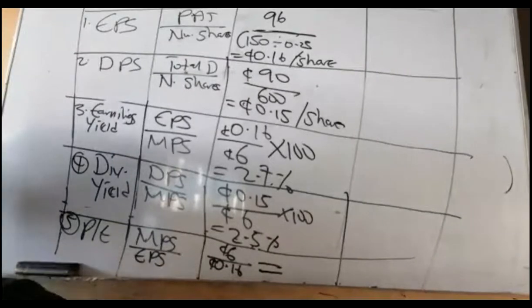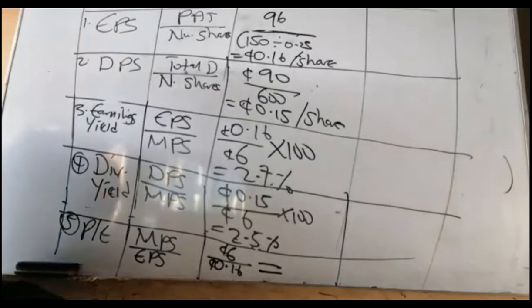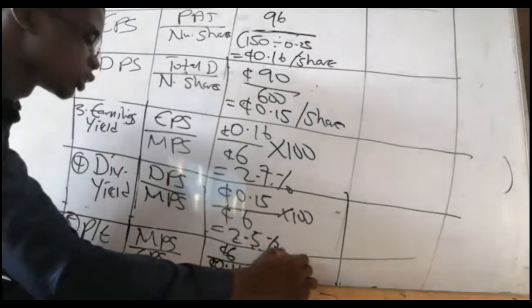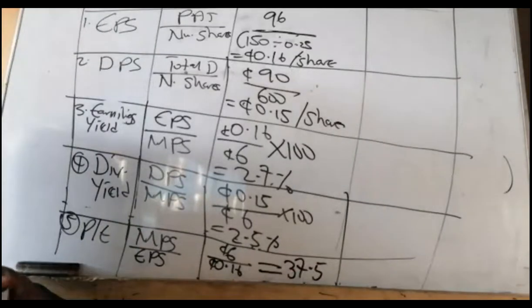Price earning ratio, PE ratio. So 60 divided by 0.16. That will give us, great. So that will be 60 divided by 0.16. That's 37.5. I like that too. 37.5. We are done. Perfect. 37.5. So that's the PE ratio.